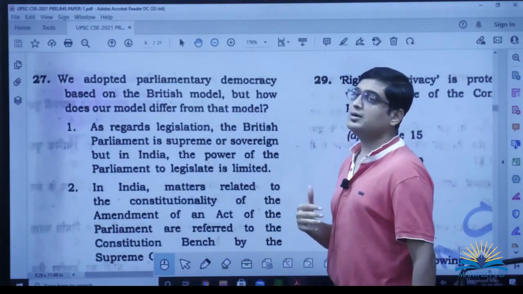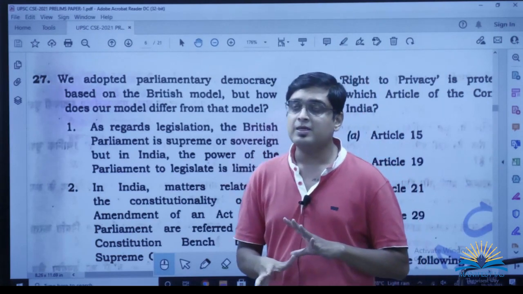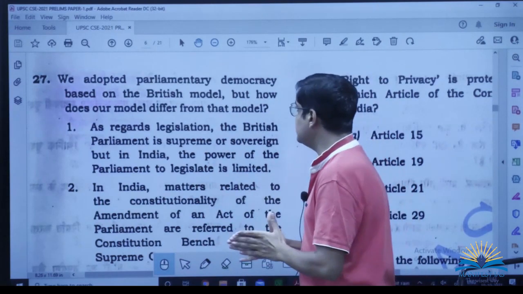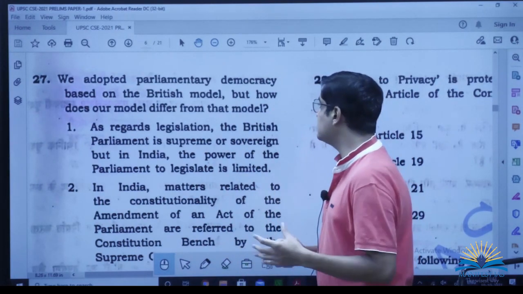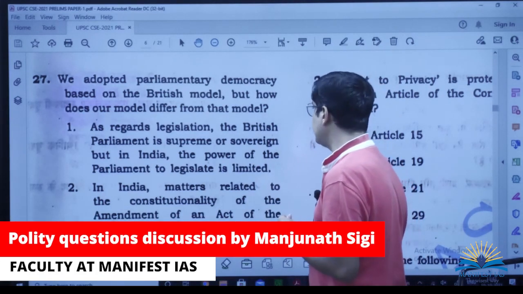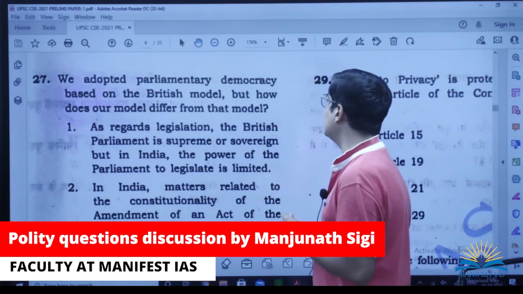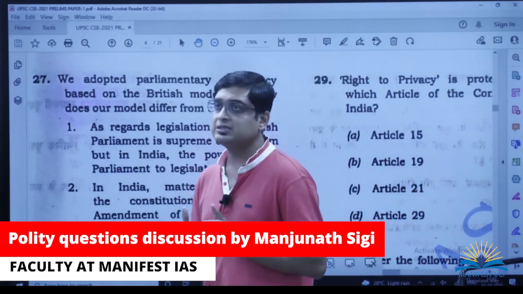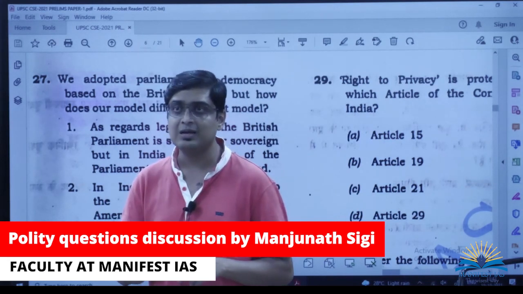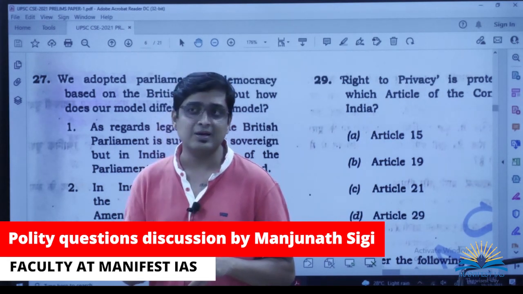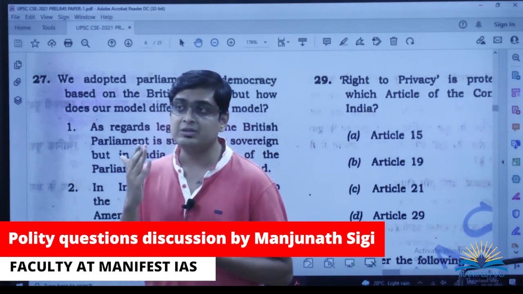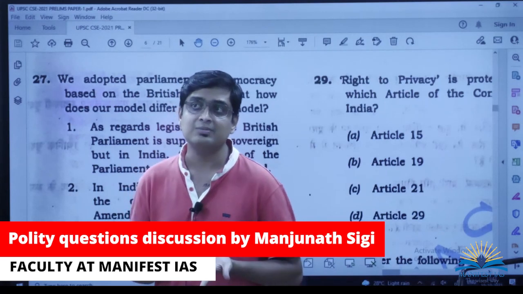This question is again a conceptual question comparing the parliamentary system of Britain and the parliamentary system of India. We adopted parliamentary democracy based on the British model, but how does our model differ from that? First statement: as regards legislation, the British parliament is supreme or sovereign, but in India the power of parliament to legislate is limited. Yes, this is a correct statement, because parliamentary laws are not universally applicable to entire India. There are certain areas where it is not applicable. Parliamentary laws are also brought under judicial review, they can be struck down, etc. But there is no such system in the UK.